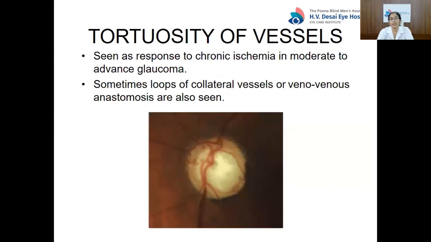Tortuosity of vessels is seen in moderate to severe glaucomatous damage. Fine veno-venous anastomoses develop as a response to ischemia.